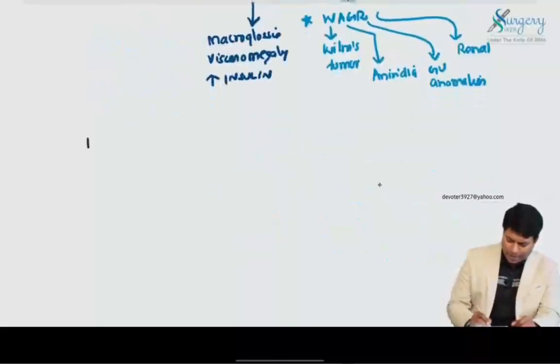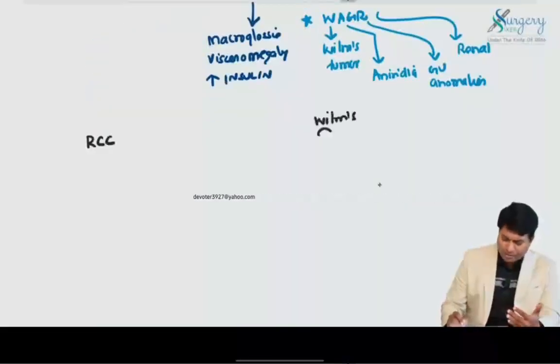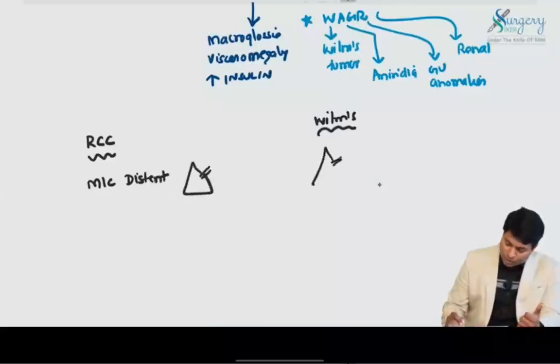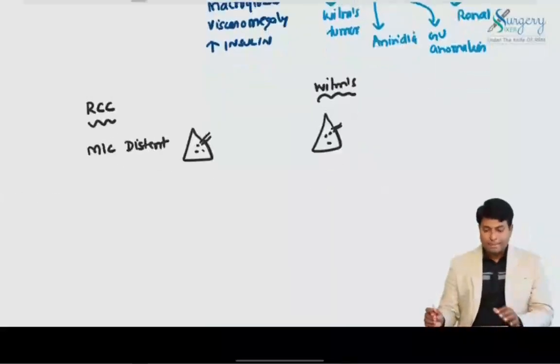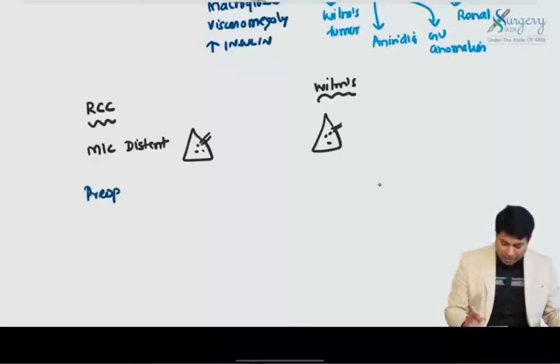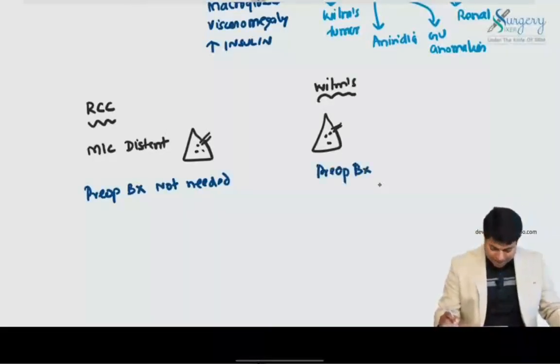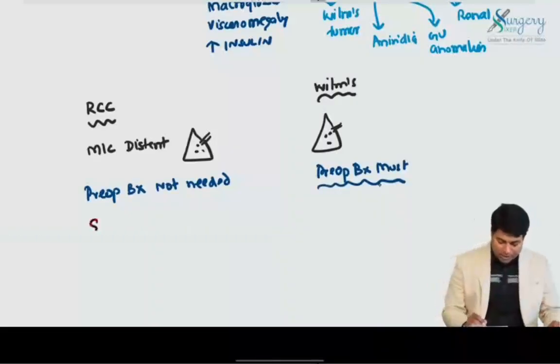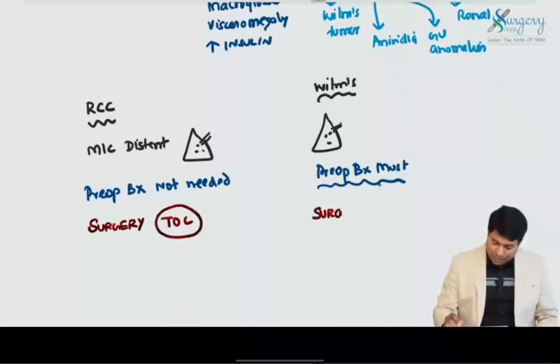Coming to RCC and Wilms tumor, I'm discussing the differences for understanding purposes. The most common distant metastasis in RCC is to the lungs. Same for Wilms tumor, it also spreads to the lungs. Preoperative biopsy is not needed for RCC to confirm whether it is RCC or not. But in Wilms tumor, preoperative biopsy is a must. In RCC, surgery is the treatment of choice. In Wilms tumor also, surgery is the treatment of choice.